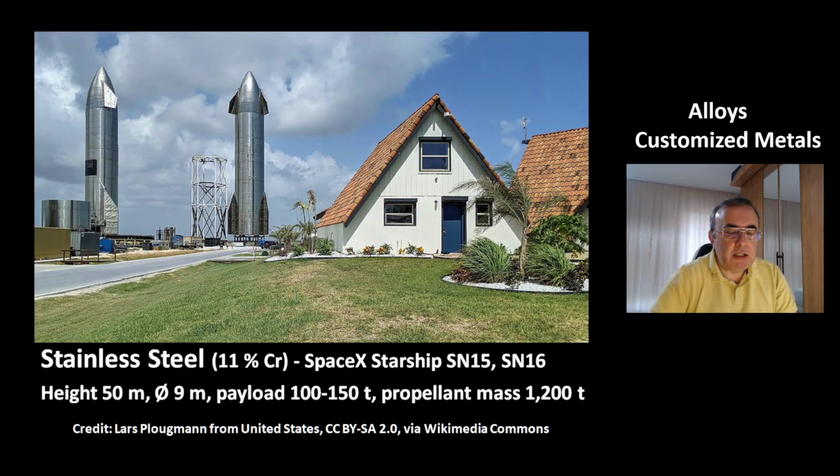Stainless steel is an alloy with about 11% chromium. This is an example, the SpaceX Starships SN15 and SN16. They have a height of about 50 meters, diameter is 9 meters. They can carry a payload of up to 100 to 150 tons, and the propellant mass is 1200 tons. This is the same principle as in soda cans. The propellant with its pressure helps stabilize the structure of this rocket.